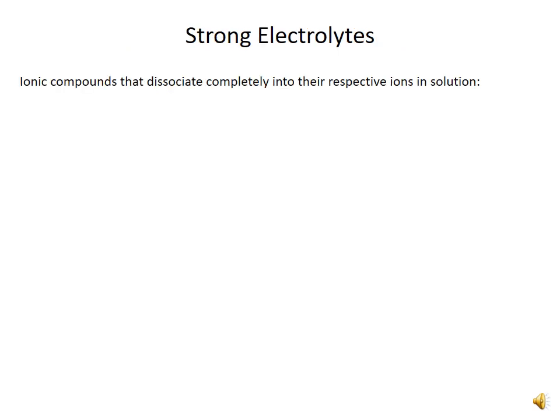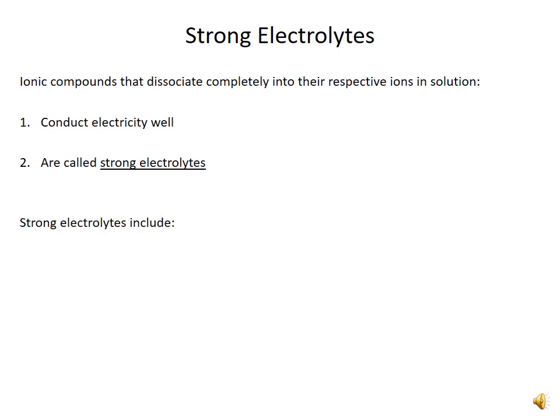We can further classify this type of compound that dissociates completely into its ions. So ionic compounds, so a cation and an anion, or a metal and a nonmetal, that dissociate completely into their respective ions in solution, conduct electricity well when dissolved in water, and are called strong electrolytes. That word strong electrolytes simply means that it conducts electricity well.